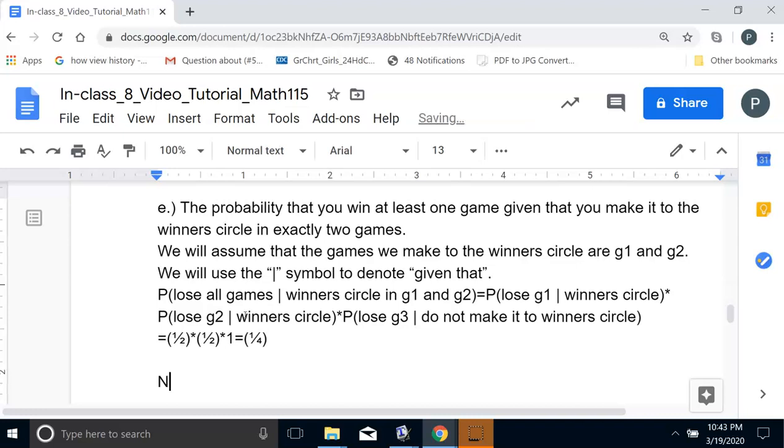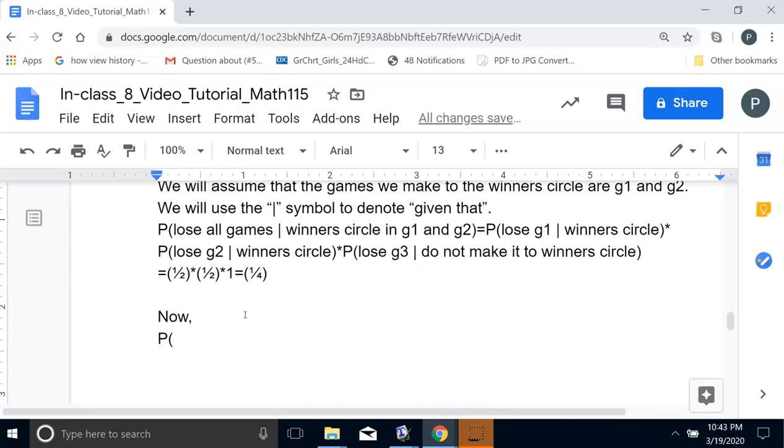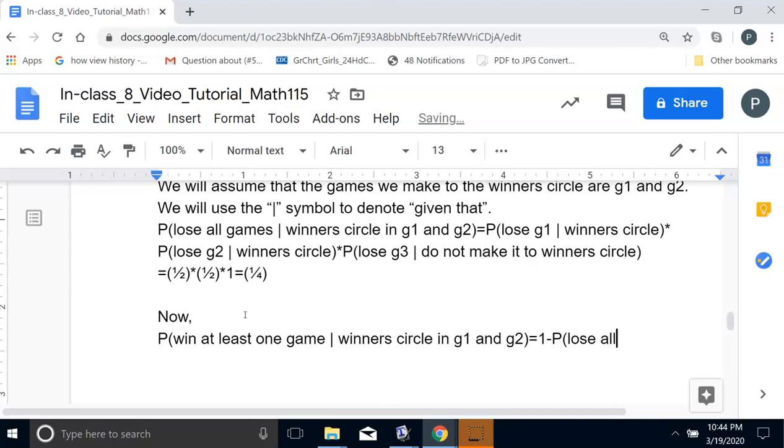So now, like in the previous question, we can say the probability that we win at least one game, given that we made the winner circle in game one and game two, is going to equal 1 minus the probability that we lose all three games, given that we made the winner circle in game one and game two.